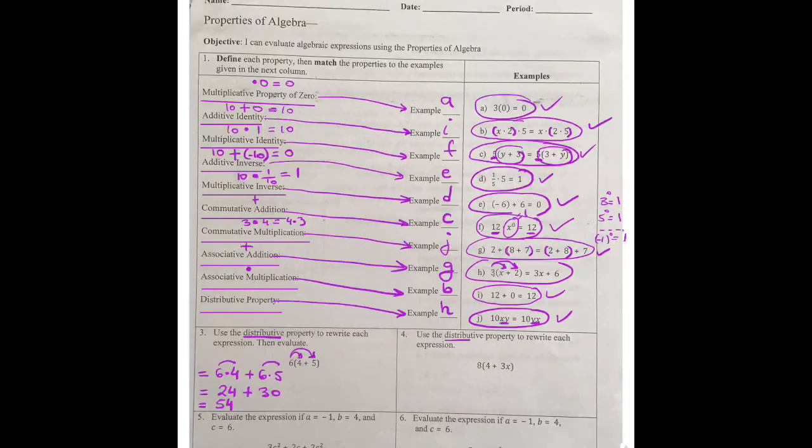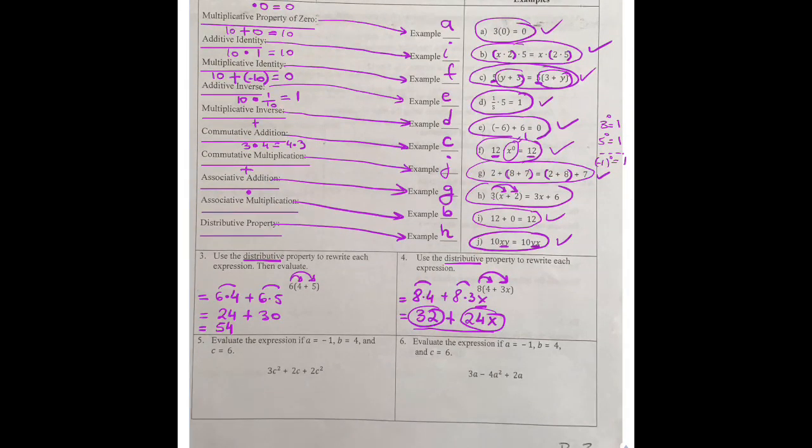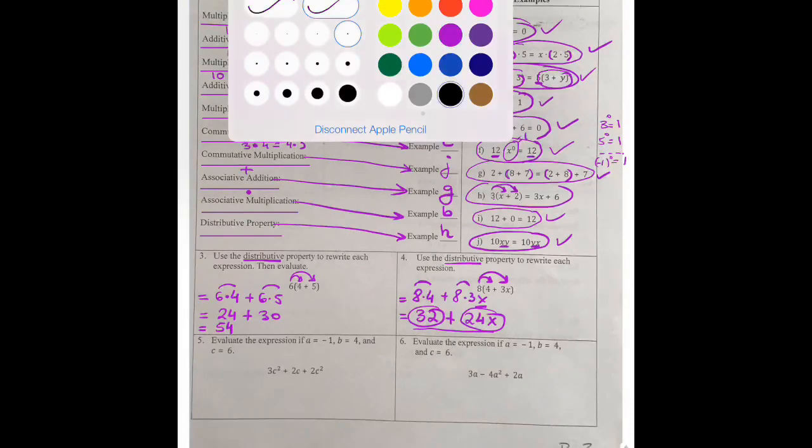Number 4 tells us again to distribute. So we take that 8 and distribute it on the inside, and we get 8 times 4 plus 8 times 3x. Order of operations, we do the multiplication first. 8 times 4 is 32, plus 8 times 3, 24. Don't forget the x. In this case, we are done because we cannot add a term with x in it with a term with no x in it. So we are done. For problem 5, we have a typo.